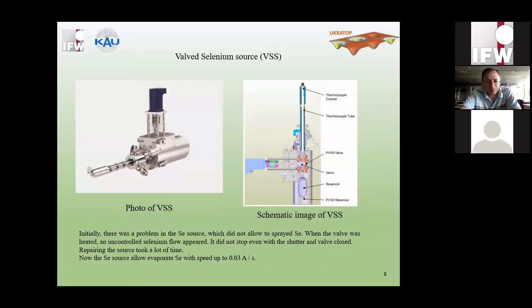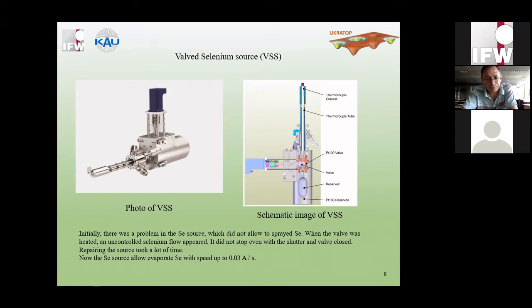Initially, there was a problem in the selenium source, which did not allow spraying selenium. This source is more complicated than the iron source. The selenium source has 4 heaters for the reservoir, valve, tube, and crucible. And the first problem was the incorrect connection of these heaters.